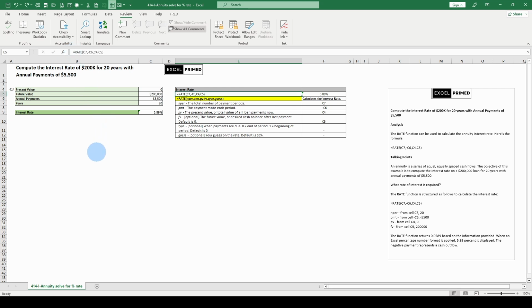This is just an annuity payment. It's a simple, straightforward finance 101, but we're not going down that road because this is not a finance course.